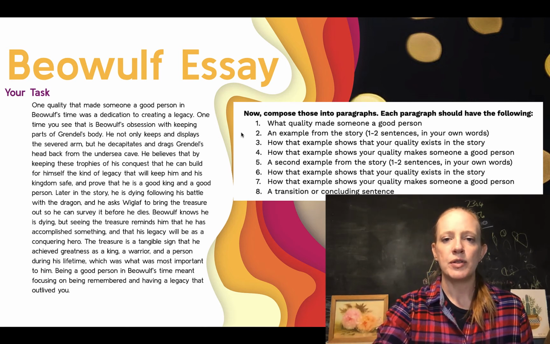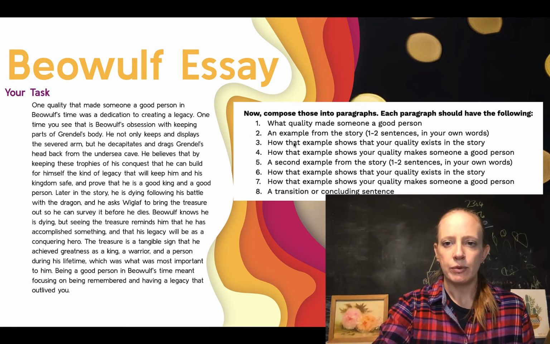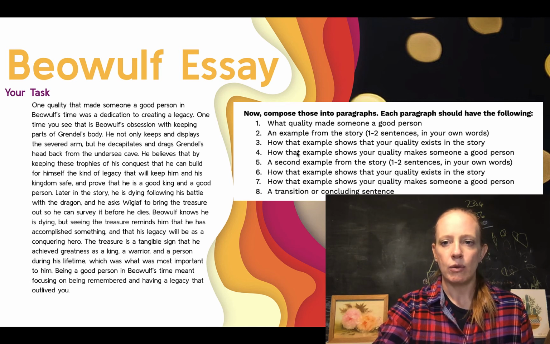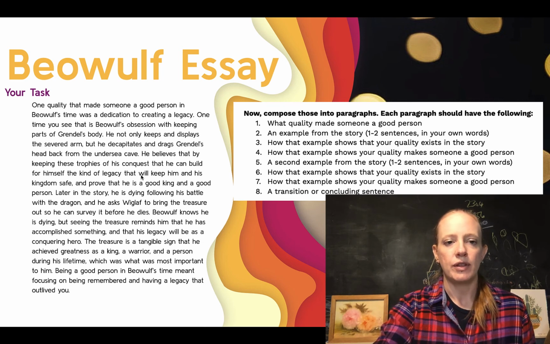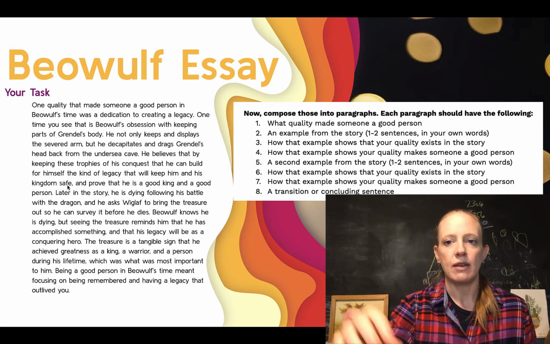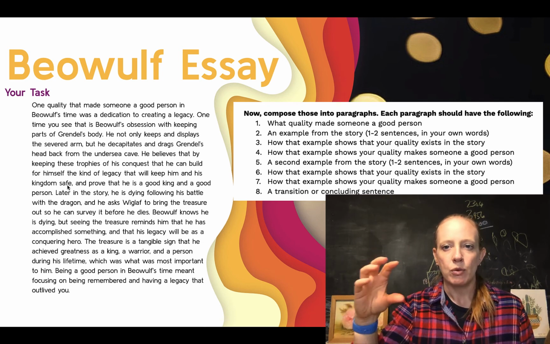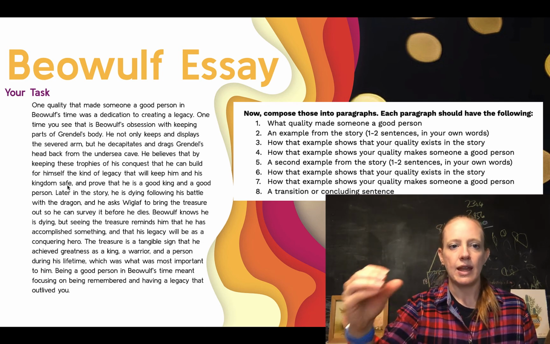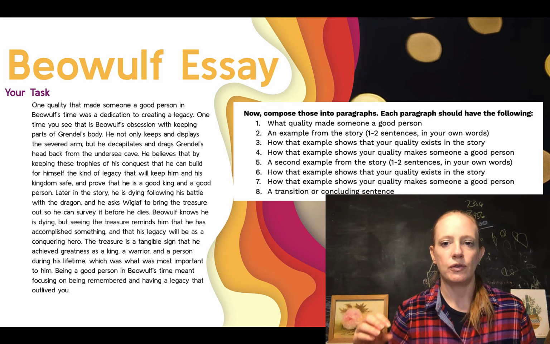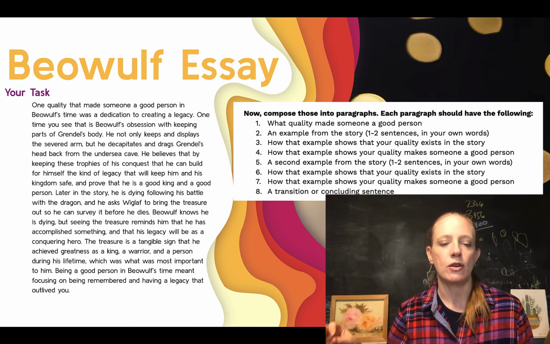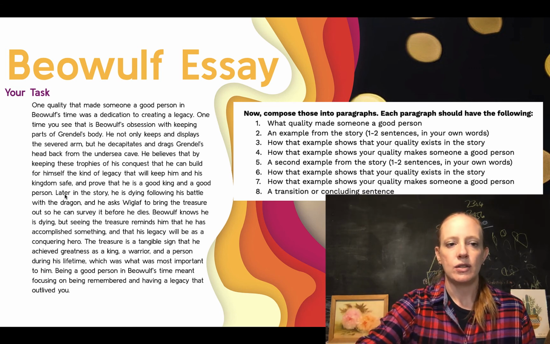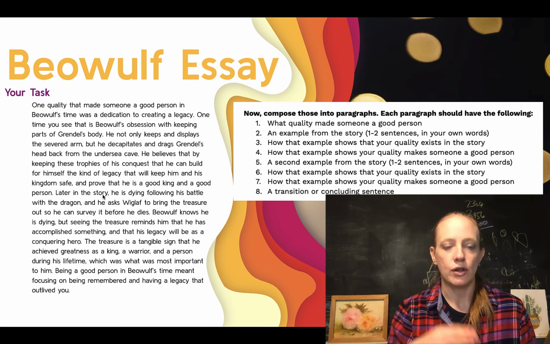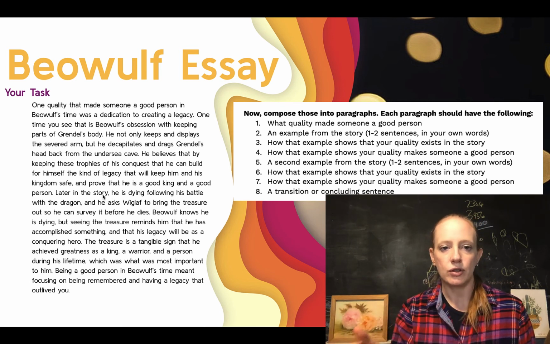And then this is the most important part, how the example shows the quality and how that quality made someone a good person. So he believes that by keeping these trophies, he can build for himself the kind of legacy that will keep him and his kingdom safe. That shows how the quality exists in the story, and then moves on in the next part to prove that it's a quality that makes him a good person. Then it transitions here to later in the story. Again, you can use that transition if you're using your examples in chronological order.